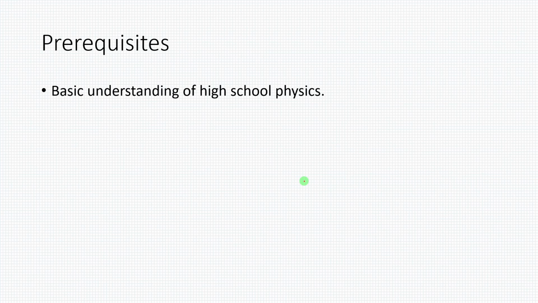Now, what are the prerequisites for this basic course? One is a basic understanding of high school physics. All of you might have done a basic course in physics in 11th and 12th, right? So that understanding is required. Of course, we will be revising some concepts when we take them up, but still you should have a little bit of understanding. And also you should know simple equation solving, the simple mathematics of solving algebraic equations. That is also a prerequisite.